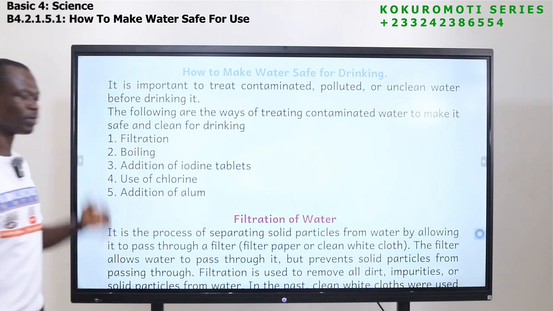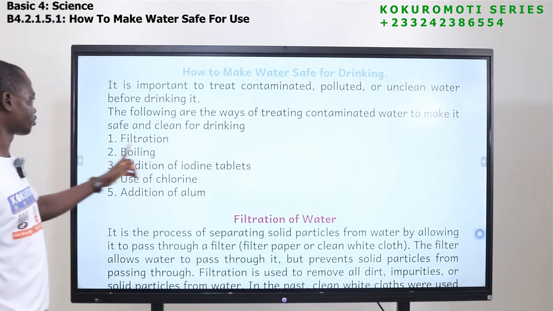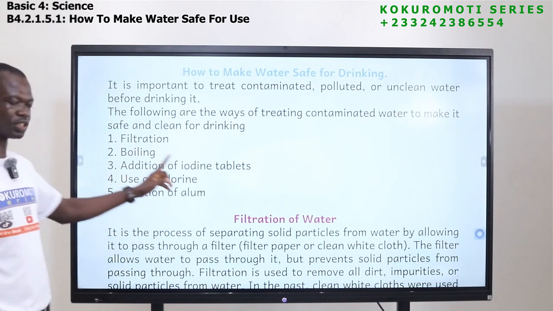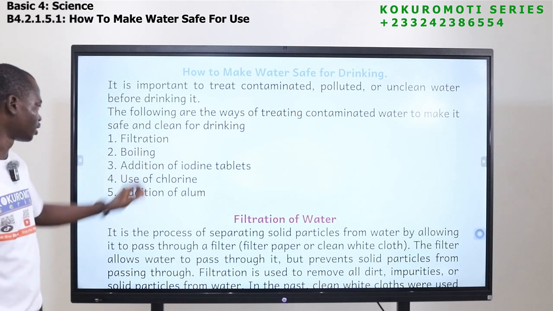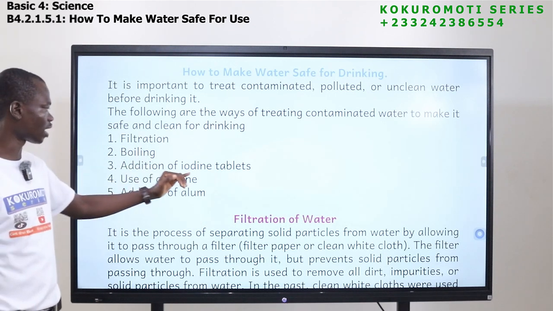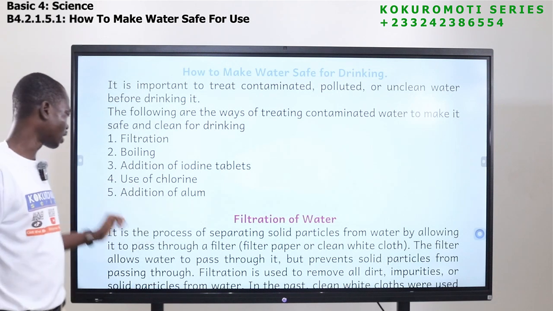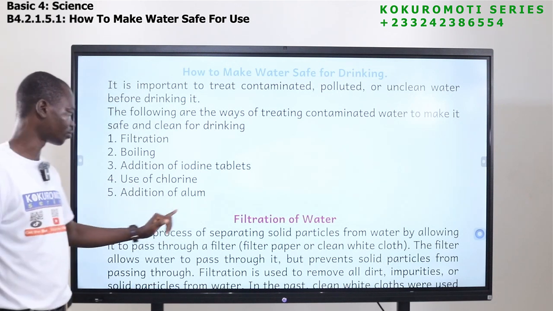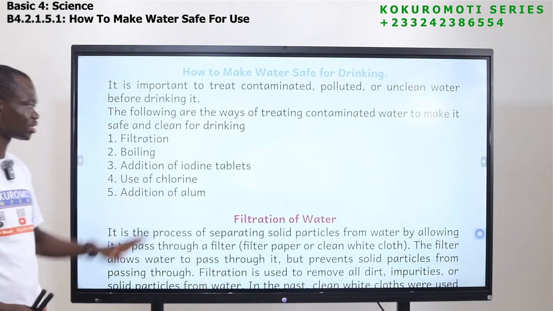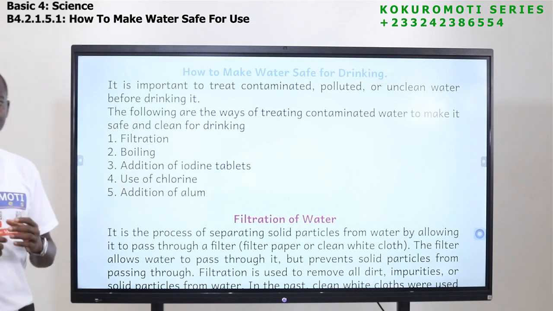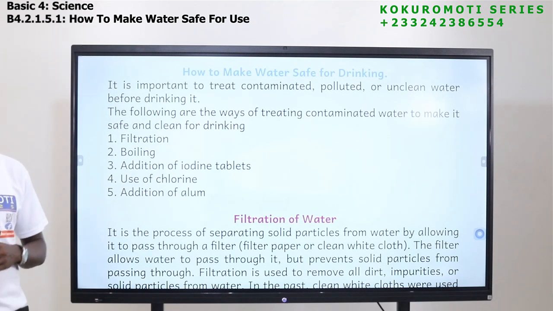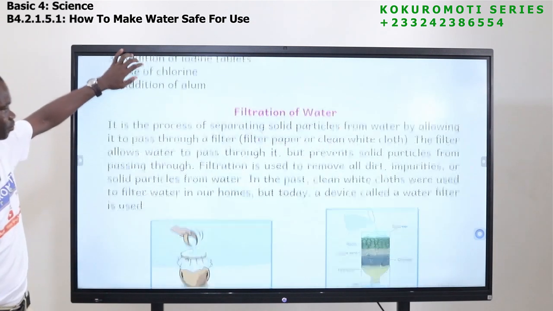The first method that we can use is filtration. The next one is boiling. The next one is addition of iodine tablets. And then we have use of chlorine. And the fifth one, addition of alum. So these are the things that we can do to make water safe or clean for use. Now let's look at them.